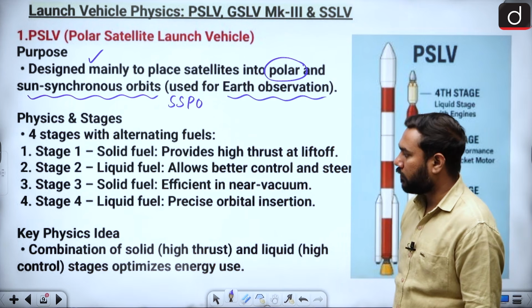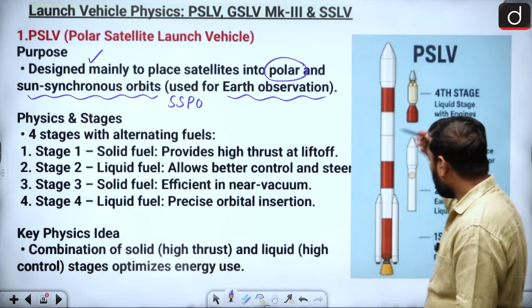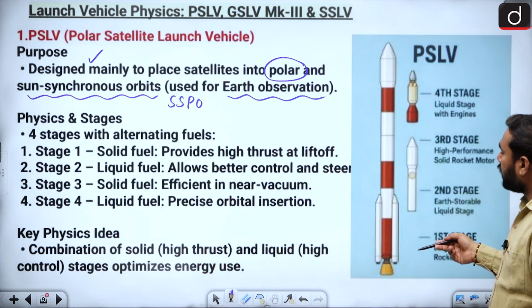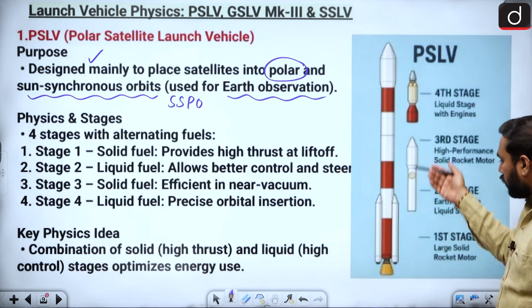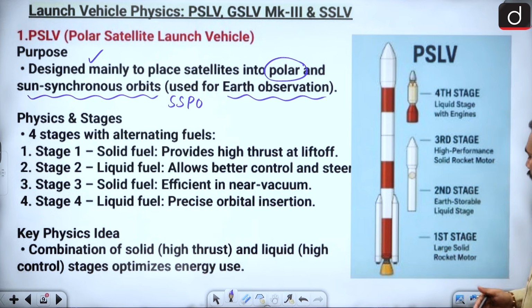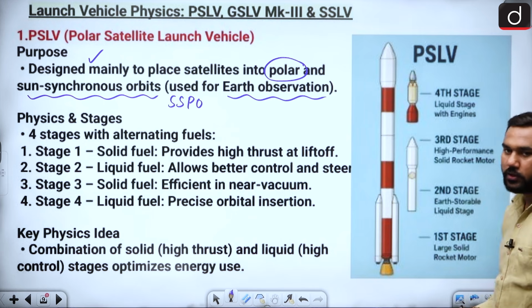This is your PSLV. But look at the structure of PSLV. PSLV is made of 4 stages. So it is a 4-stage rocket. And the first stage is always solid. Solid means solid fuel is there. The second stage has a liquid. The third stage has a solid again. And the fourth stage has a liquid engine.